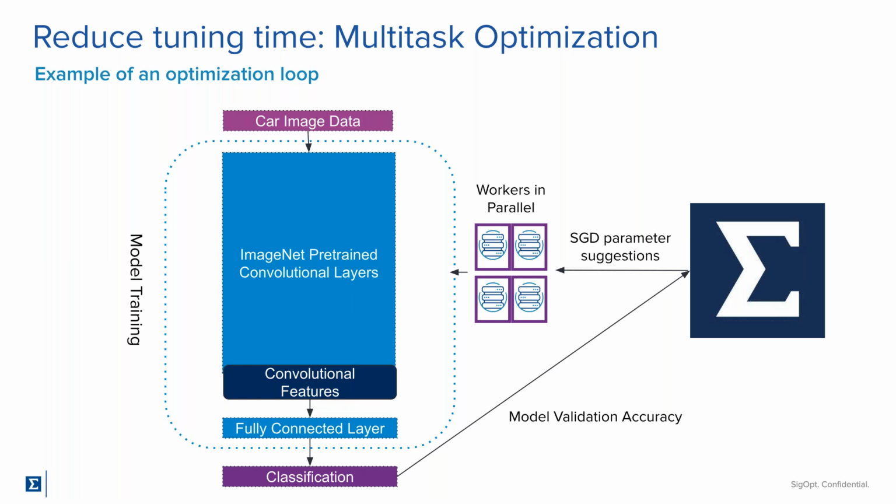Before jumping into multitask optimization, let's take a gander at what an optimization loop looks like in general using SigOpt. So we'll be using SigOpt as our multitask optimization platform. In a single optimization loop, SigOpt will provide hyperparameter suggestions for stochastic gradient descent. Our ResNet model is trained using these parameters, and we return the model's validation accuracy back to SigOpt. SigOpt will then use this validation accuracy to intelligently sample from the hyperparameter space to provide a new set of stochastic gradient descent parameter suggestions.